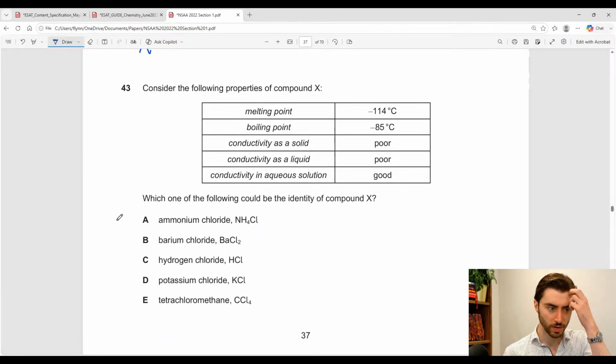So 43. Which of the following could be the identity of compound X? Melting point, boiling point. So it's an ionic compound? No. Simple molecular. Oh, it's HCl, because in aqueous solution it forms ions, and it's a simple molecular. Cool. Next.